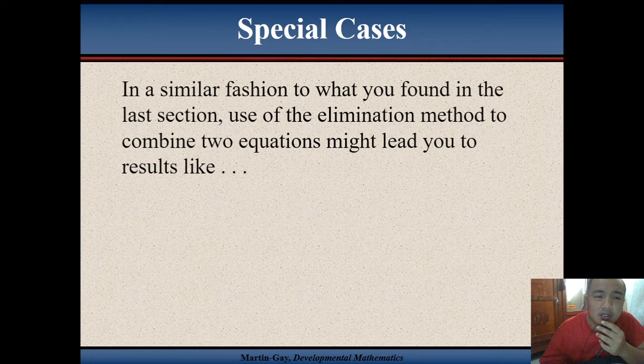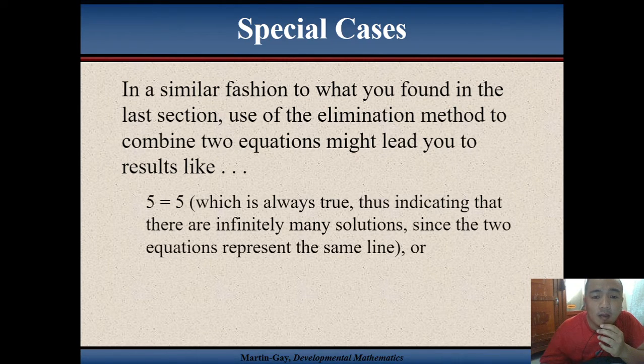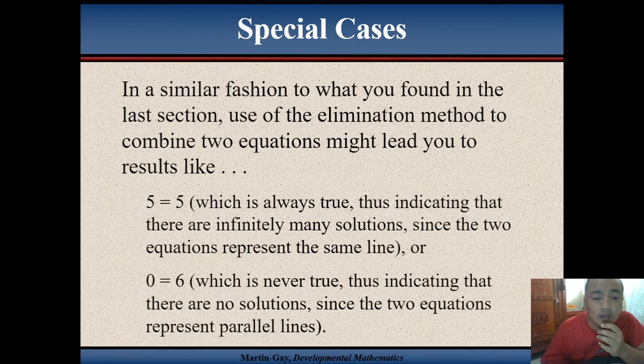Okay, special cases. In a similar fashion to what you found in the last section, use of the elimination method to combine two equations might lead you to results like 5 equals 5, which is always true, thus indicating that there are infinitely many solutions since the two equations represent the same line. Or 0 equals 6, which is never true, thus indicating that there are no solutions since the two equations represent parallel lines.